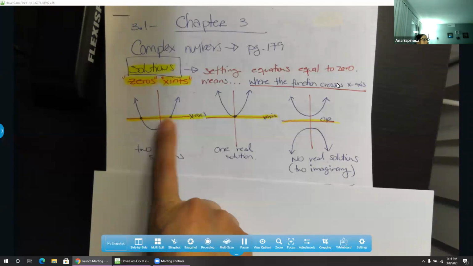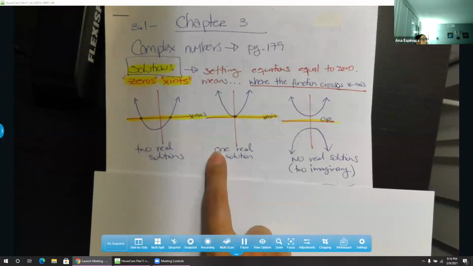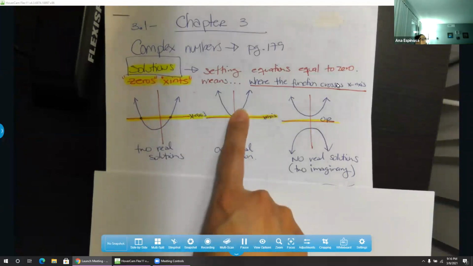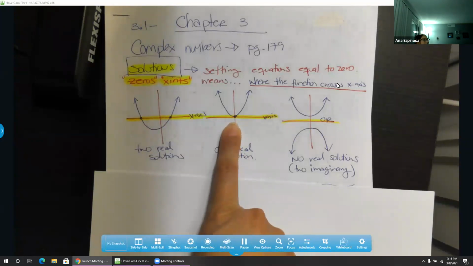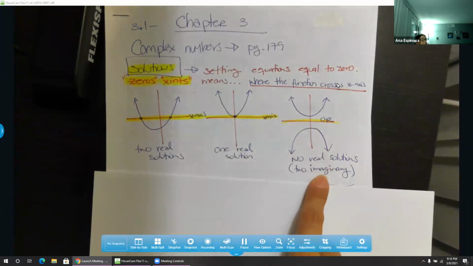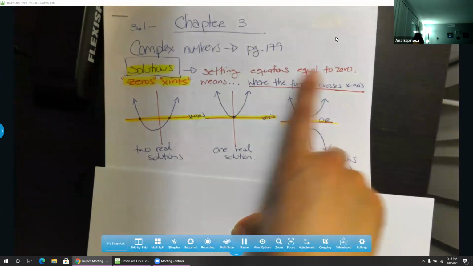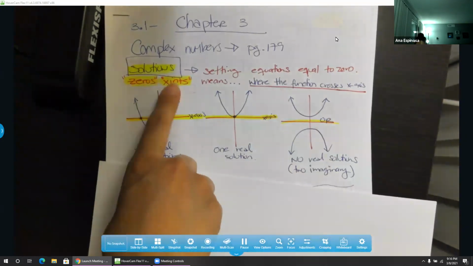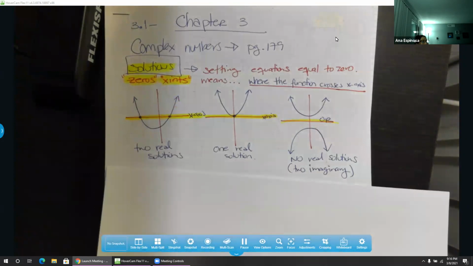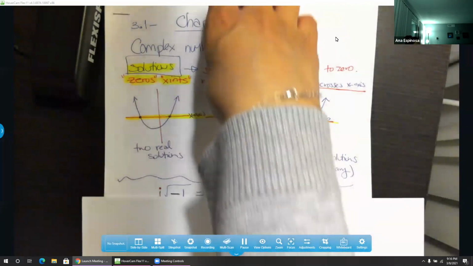So that means twice that it crosses the x-axis. 1 real solution means it crosses the axis exactly once. And no real solution, 2 imaginary, basically means it does not cross it at all. Okay, how do you find the solutions of a system when they ask you to do it algebraically? You basically set the equation equal to 0, as you can see here from what I wrote. And visually, graphically, you would state the x-intercepts. Those are synonyms of each other.